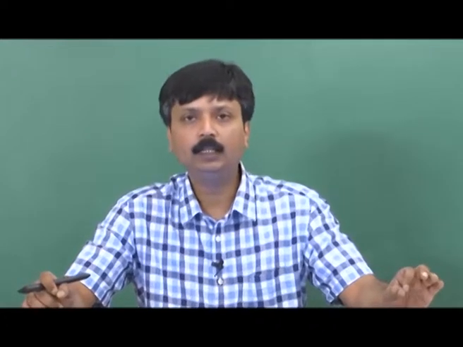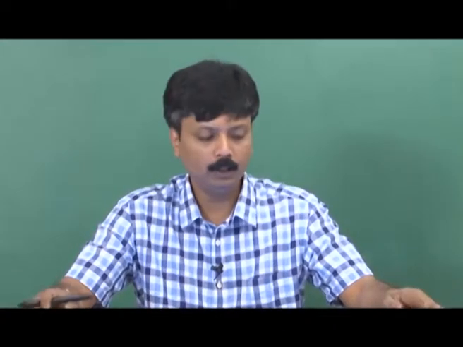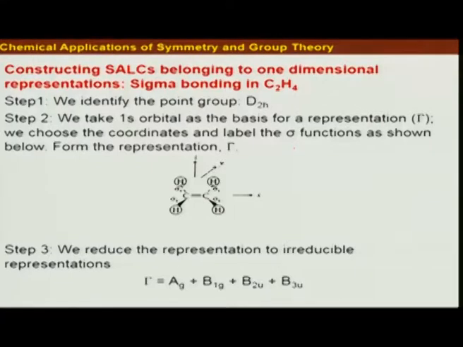It's comparatively easier to start with the one-dimensional irreducible representations. And then as we move on, we will go to the complexities of 2-dimensional and 3-dimensional. It's not really complicated, but you know, 1-dimensional is a lot easier, right? So what do we do when we try to find out the SALCs for any given molecule? Okay, so the first thing, obviously, you have to find out the molecular structure and its symmetry, meaning the point group of the particular molecule.